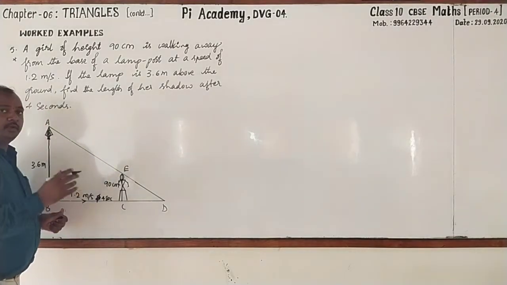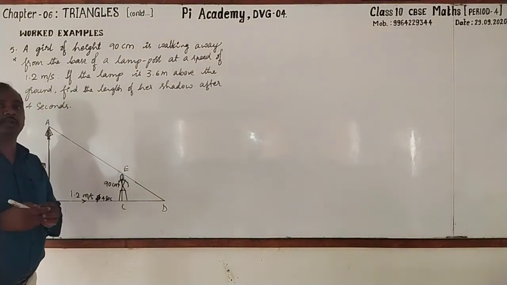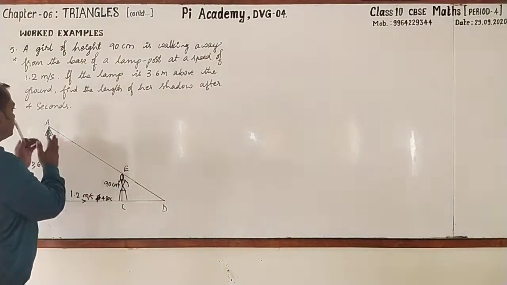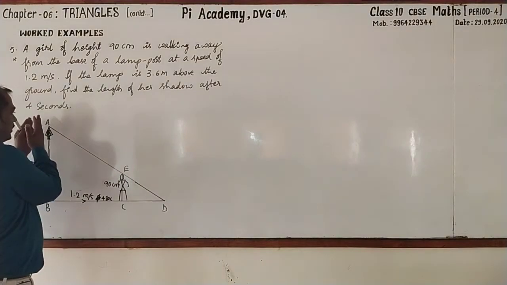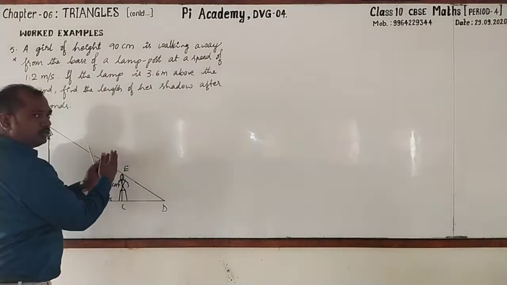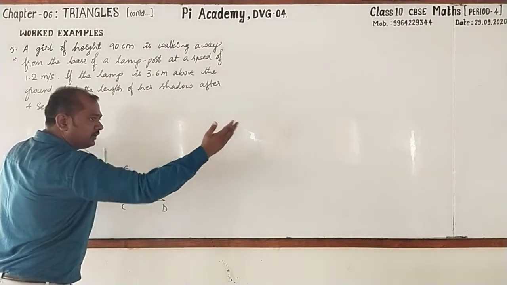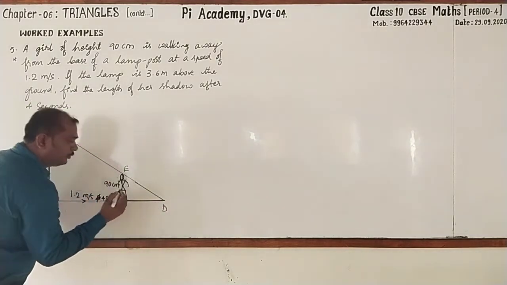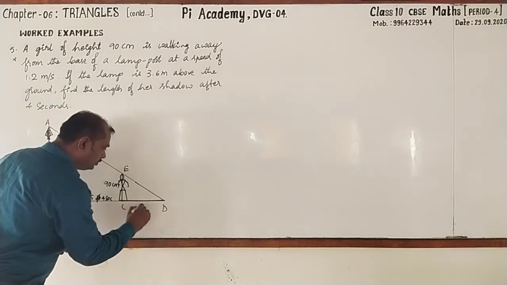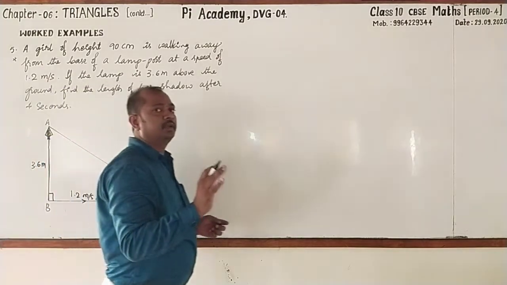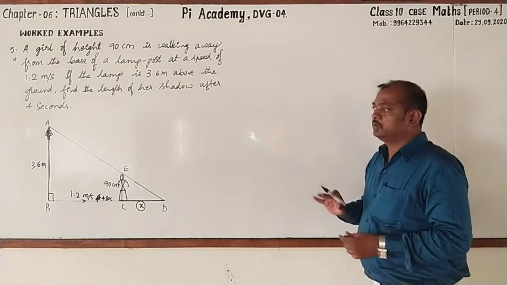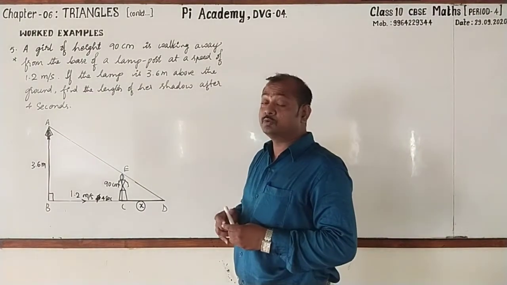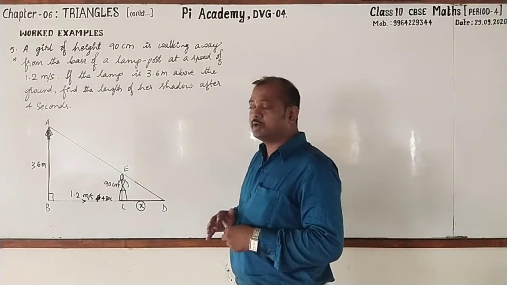Clear? Then we all know that according to the property of light, the shadow is formed in the direction of light. So light is falling from left to right. Then the shadow of the girl will be again from left to right. Then which is that? It is CD. We do not know the length of our shadow. You may assume that as x meter or x centimeter. Clear? Okay.